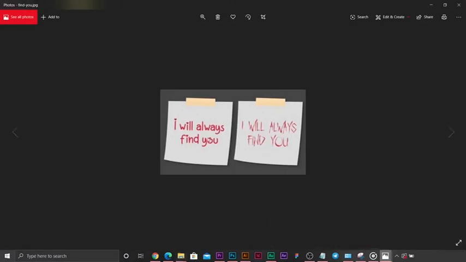Now, take a good look at this. Someone wrote here, "I will always find you." And this is "I will always find you." These are the same message being passed across, but with different fonts. This very first one makes it look like a note from a loved one. If you look at it, it's cool and relaxing, and it's written with a handwriting font.